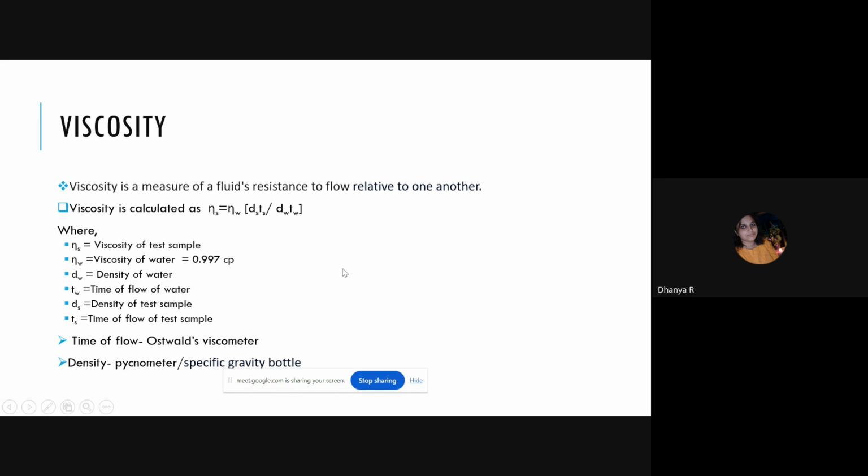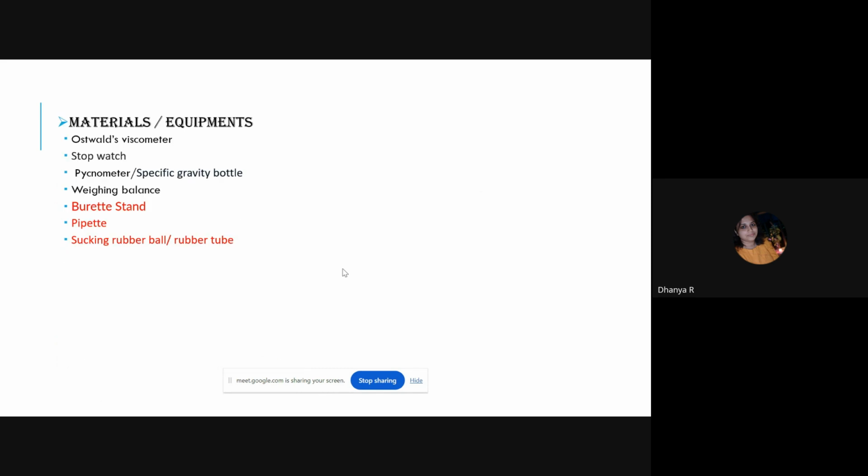So the materials needed: Ostwald's viscometer, stopwatch, pycnometer or specific gravity bottle, weighing balance, burette stand, pipette, and a rubber tube or sucking rubber ball. Actually, I have put this burette stand, pipette and rubber tube in red because when we buy equipment for our lab, we usually miss out these. Burette stand is needed for holding the Ostwald's viscometer. Rubber ball or rubber tube is needed to suck out water or the sample from the viscometer, and pipette is needed to fill the viscometer.